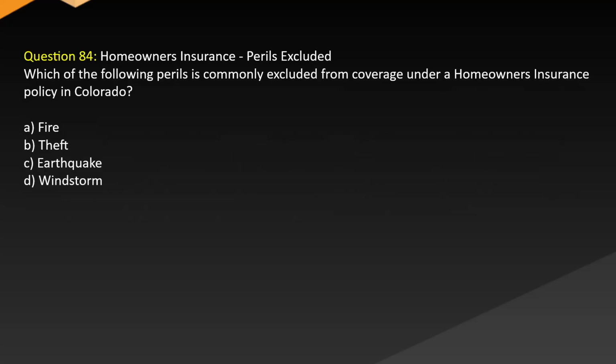Question 84. Homeowners insurance. Perils excluded. Which of the following perils is commonly excluded from coverage under a homeowner's insurance policy in Colorado? A. Fire. B. Theft. C. Earthquake. D. Windstorm.